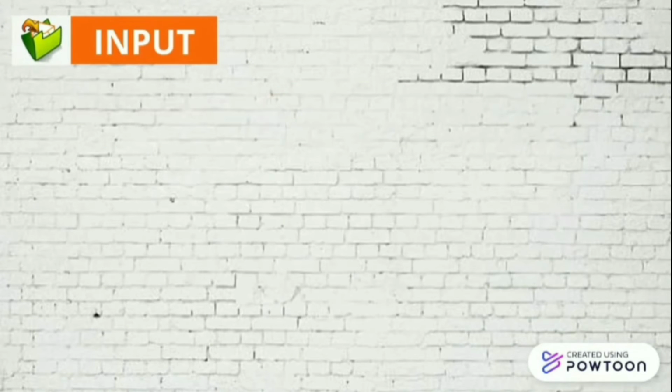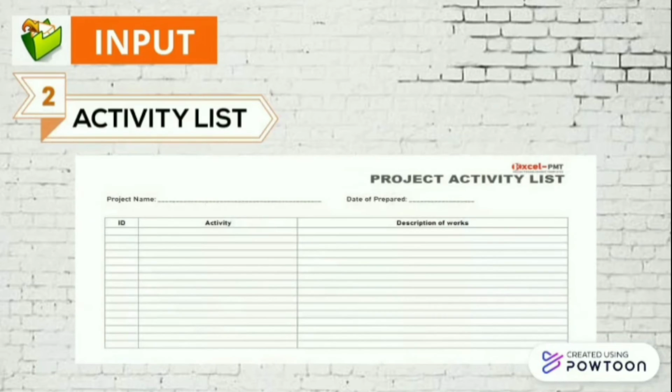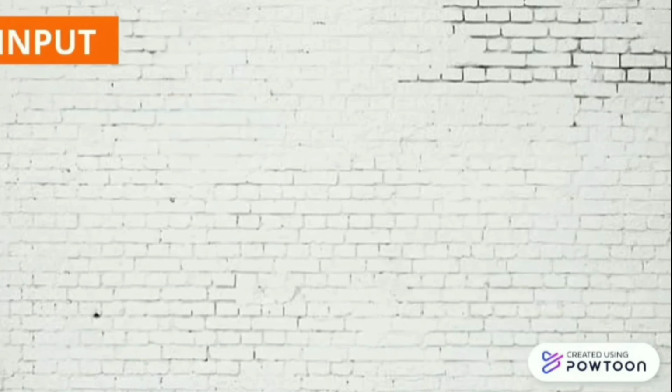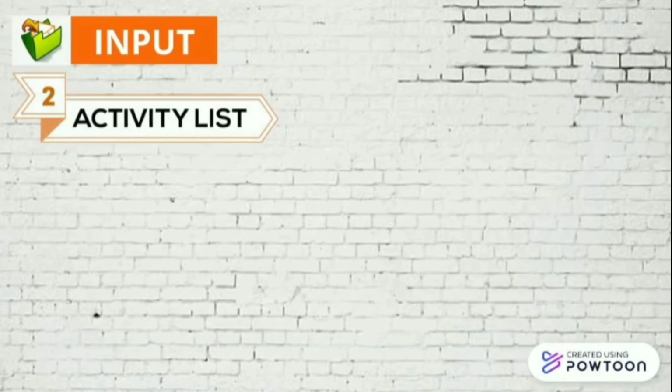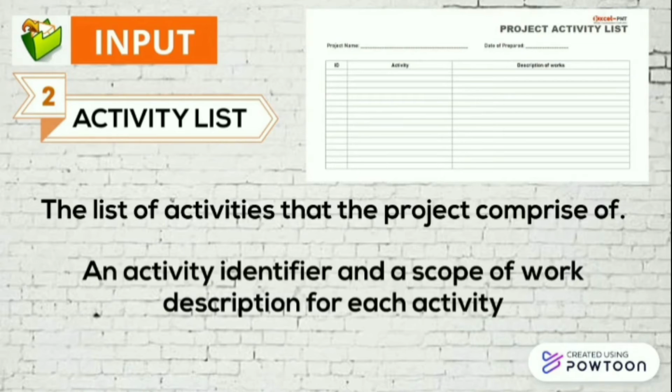Although we have already seen that the activity list is an important output of the define activities process, it is also an important input to the estimate activity resources process. The activity list contains the list of the activities that the project comprises. The activity list also includes an activity identifier and a scope of work description for each activity to ensure that the project team members understand what work is required to be completed.